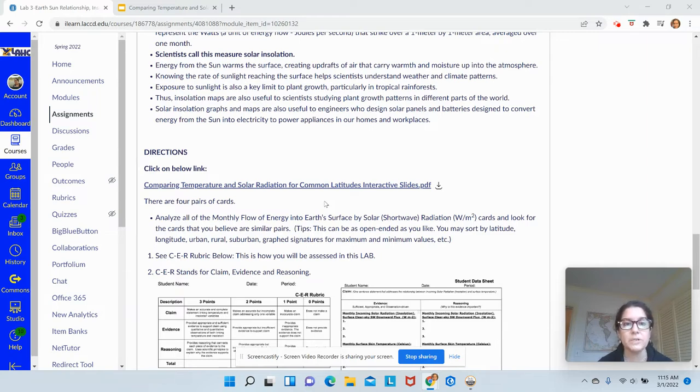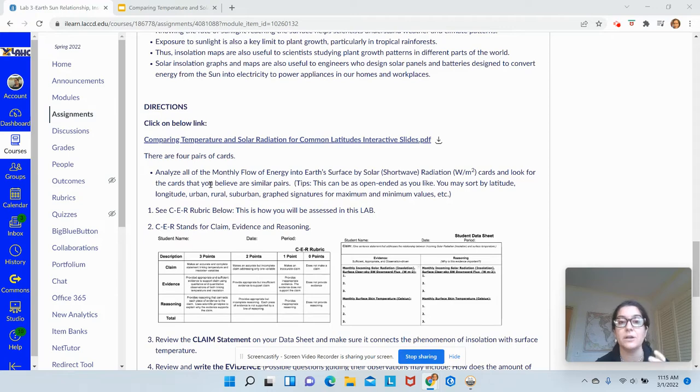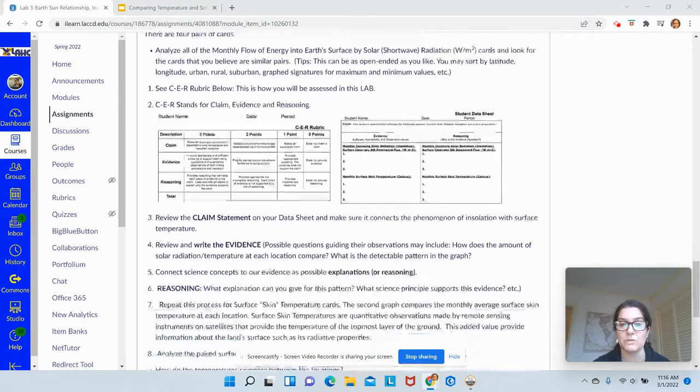So, what you are going to be doing is taking these cards. Remember, you've got 8 cities, each of them with 2 cards, and you're going to be analyzing the monthly flow and the amount of sun, or solar insolation, that they receive, and you are going to be matching them up into 4 pairs. Remember, there are 8. There are 4 pairs of cards. What does that mean? That one city is going to match up with another city.